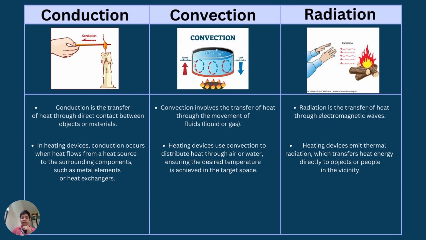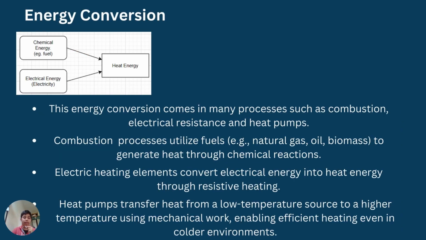And finally, radiation. Radiation is the transfer of heat through electromagnetic waves. A good example of this is how the sun heats up the planet. Heating devices emit thermal radiation, which transfers heat energy directly to objects or people in the vicinity. So how about energy conversion?